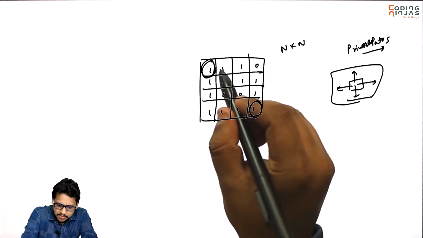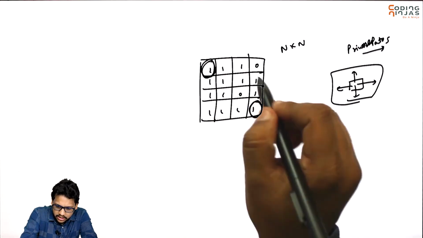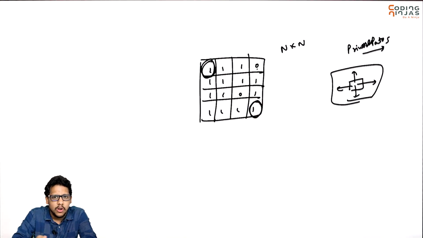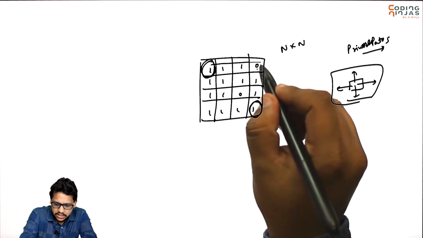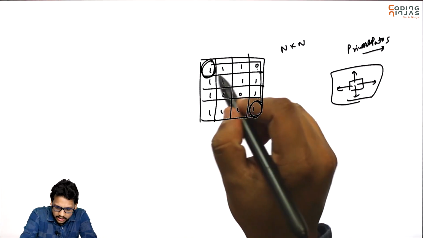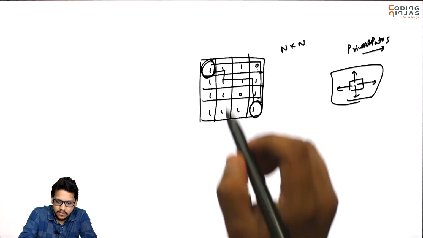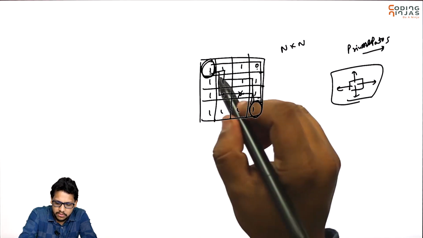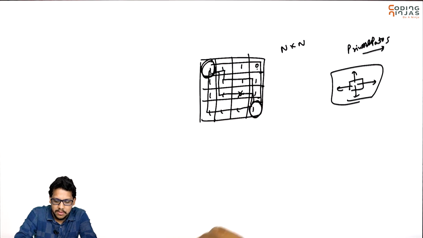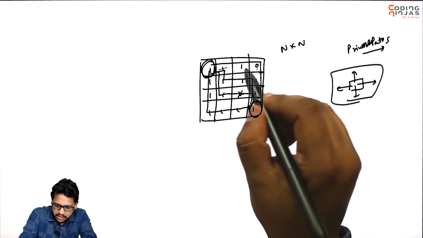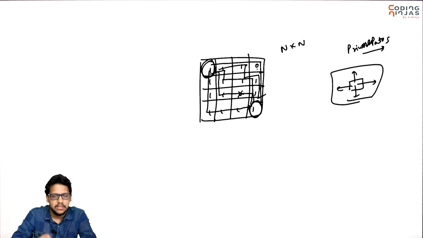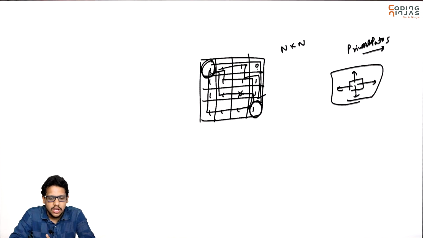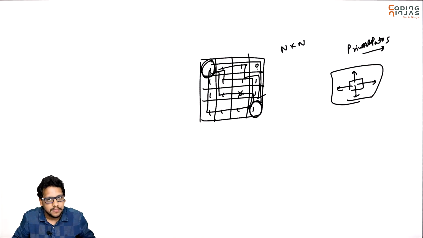So I think one path can be this. 0 is a blocking point, you cannot move through 0, so that means this cannot be the path. I think this can be one path. Another path can be this. Oh sorry, this is 0, this will not be there. This can be the simple path there. Again the path can be this. These are the different paths. So you need to print all the paths possible.